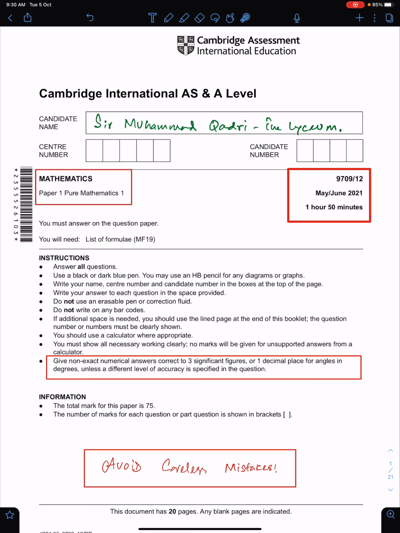Some important tips to solve the paper in a good way. Number 1, avoid careless mistakes. Number 2, avoid shortcuts. Number 3, read the questions carefully. Number 4, do neat work.